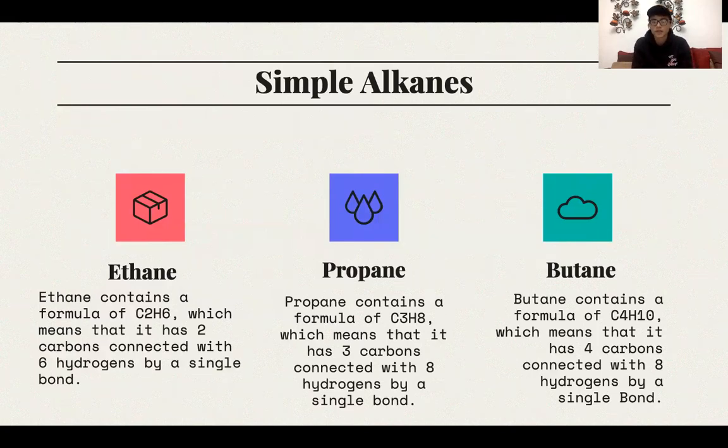respective formula. Ethane has a formula of C2H6, meaning that it has two carbons single bonded with 6 hydrogens. Propane, with a formula of C3H8, has 3 carbons single bonded to 8 hydrogens. And lastly, butane, which has a formula of C4H10, meaning that it has 4 carbons single bonded by 10 hydrogens.